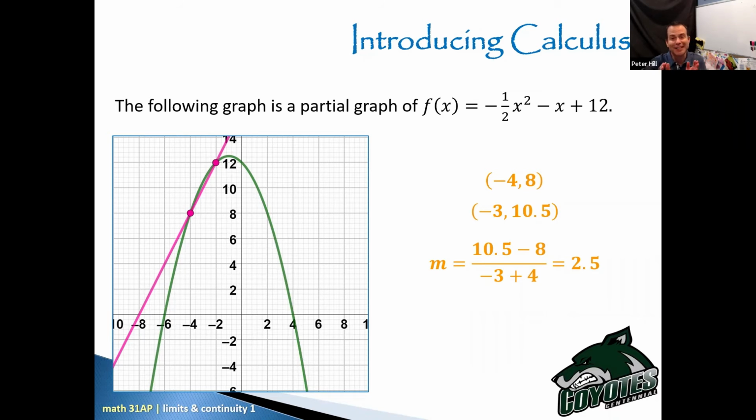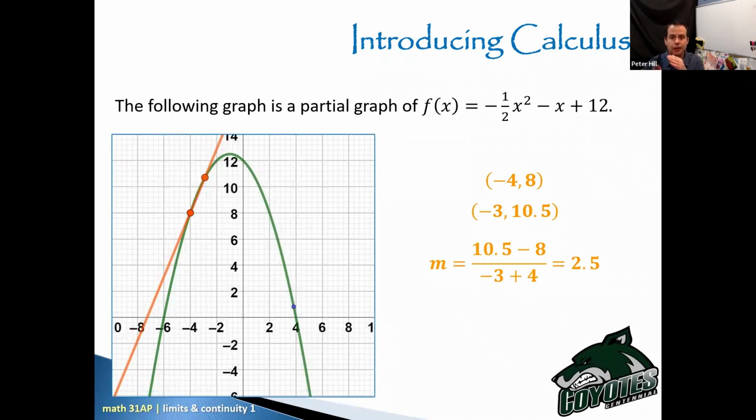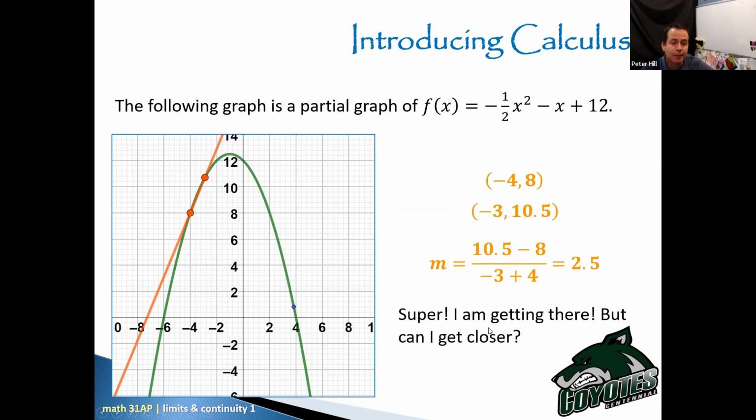Now I'm going to change the slides here, and I'm going to switch from the pink secant line, which was using -2, 12, to an orange secant line, which is going to be using the point -3, 10.5. You ready? Pay attention. Notice that it got a little steeper. I'm getting a better estimate of where I am at -4. Super. I'm getting there, but can I get closer? And the answer is, of course I can.